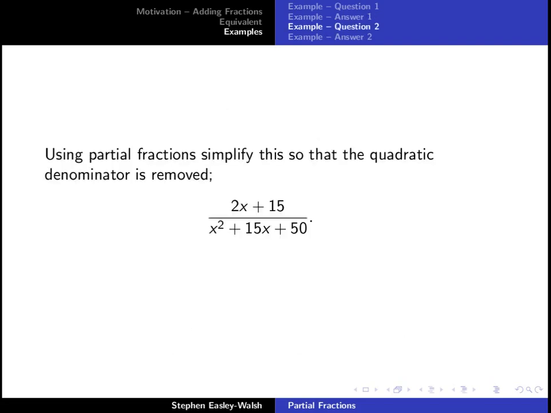Here's an example I would like you to try. Pause the video and try this one. Resume when you're ready to see the answer. Using partial fractions, simplify this so that the quadratic denominator is removed. 2x plus 15 over x squared plus 15x plus 50.